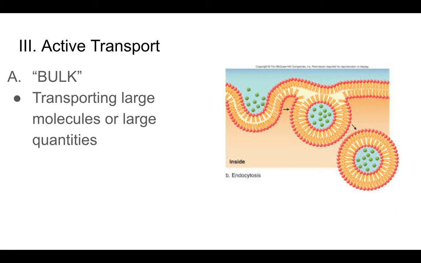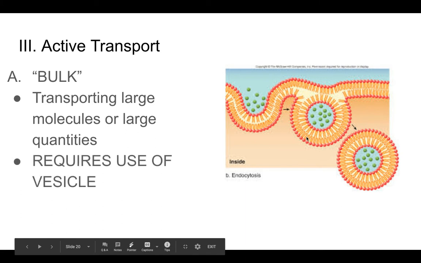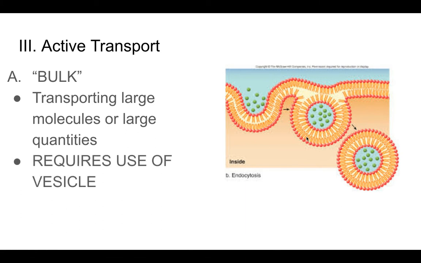So I know that there's not a ton of room on your notes. You can sort of write it off to the side before we jump into our first type of bulk transport, endocytosis, but you do need a little bit of an understanding that bulk transport is about moving large molecules or large quantities. And as you can see in the picture, all bulk transport requires the use of a vesicle to move the substances into or out of the cell. So that sort of needs to be written kind of somewhere around the word bulk, just to help you remember what bulk transport really is.